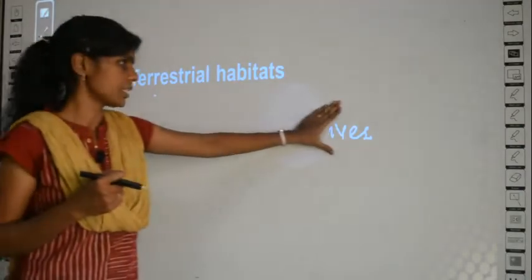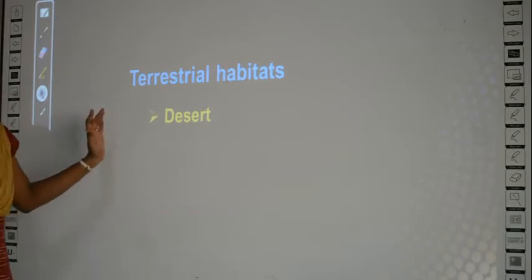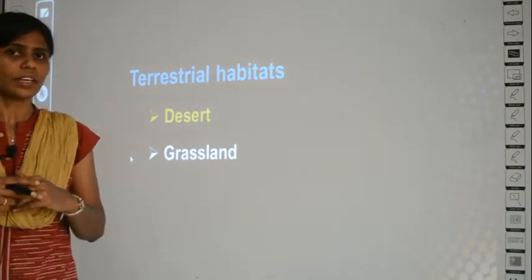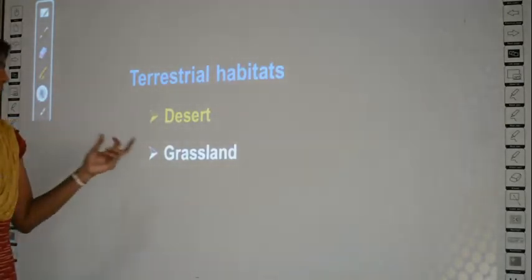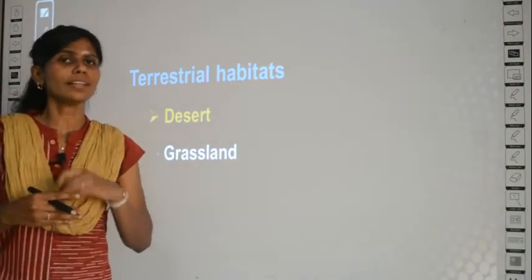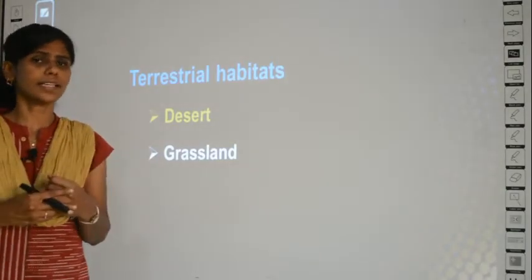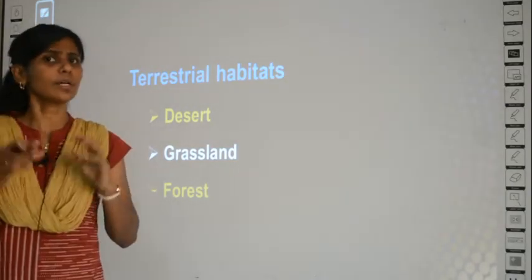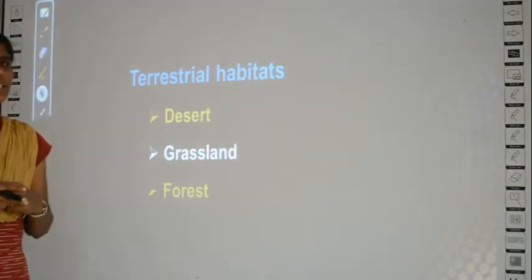These terrestrial habitats generally are of three types. One is called desert habitat. So desert is also a land, it's not water, right? So those which live in the desert are called desert habitats. And grassland habitat means the ones which live on the land with grass. It doesn't mean completely grass, it means land along with grass. Okay. And then forest habitat. There are animals which can live only in the forest, no? That type of terrestrial habitat is called forest habitat.